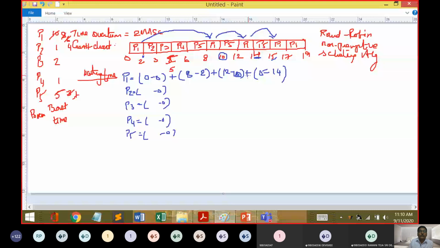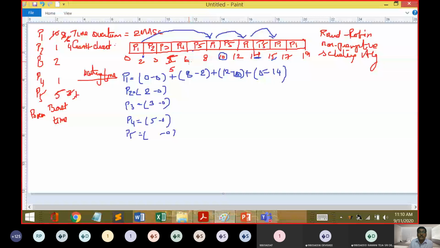P2 had an opportunity at 2. P3 has no repetition, so it has an opportunity at 3. P4 has no repetition, it got the opportunity at 5. Now let us discuss P5. P5 arrived at 0 and got an opportunity at 6.